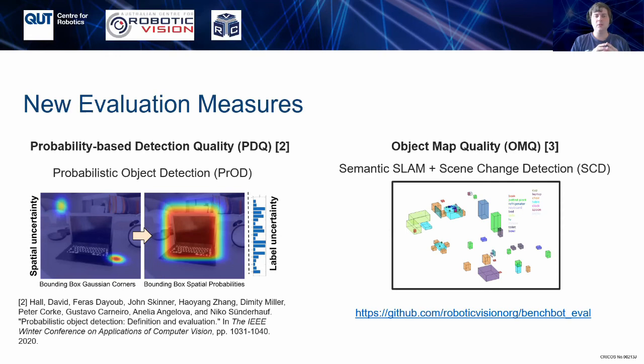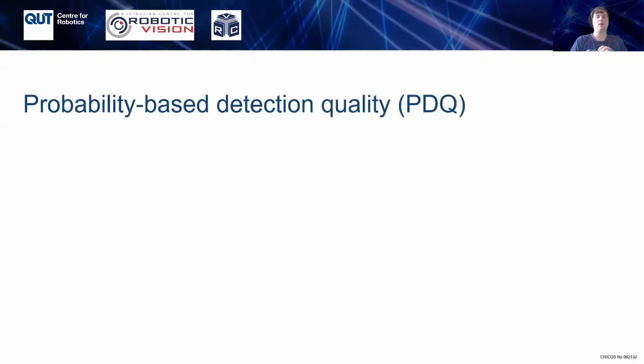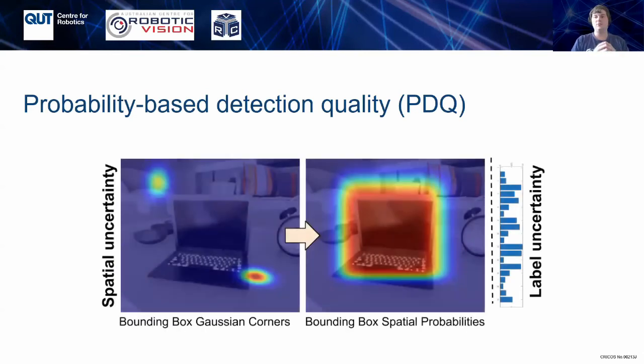So I would like to talk a little bit about PDQ, how we came about it, some of its benefits, some of its detriments, and how it might serve as some guidance as we move forward to creating new evaluation measures. So what PDQ essentially tries to do is it tries to establish whether or not a given detection for a given object describes that object well, both spatially and semantically.